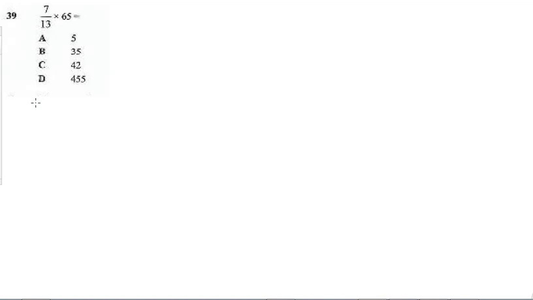We have 7 over 13 multiplied by 65. So now things are getting interesting, eh? So how do we go about this one? Let us think together. So we have 7 over 13, and this is multiplied by a whole number 65. Let us think. How do we go about this one, grade 7s?